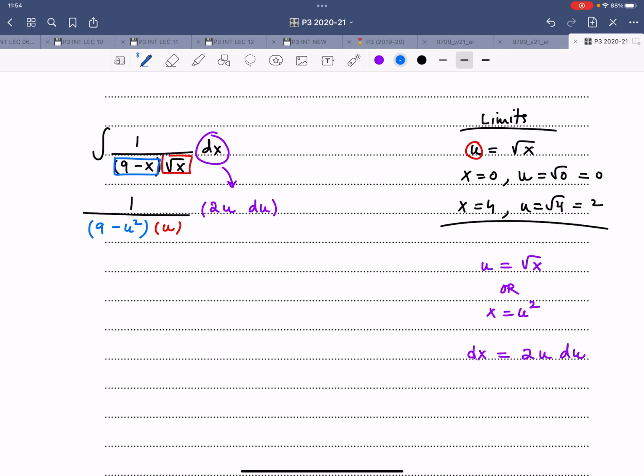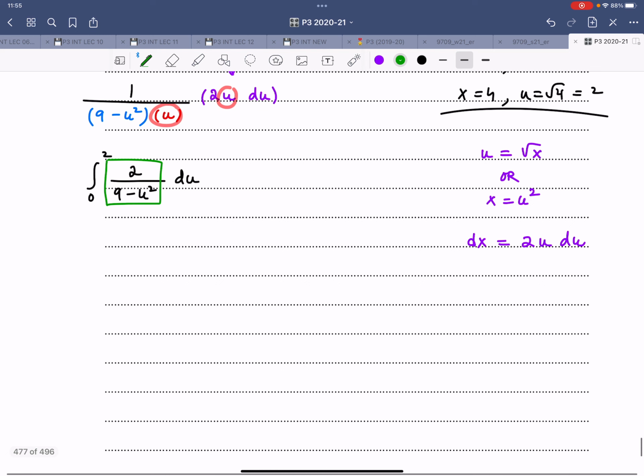Now, is anything cancelling out? Yes, we are cancelling out this thing. Let me just highlight this. So therefore, we are cancelling out the u and the u. And now you are left with 2 over 9 minus u squared du, and the limits are 0 to 2. So now it's a scenario of partial fractions. So take the 2 and just apply the partial fractions. 2 over 3 plus u, you have to factorize it, 3 minus u.